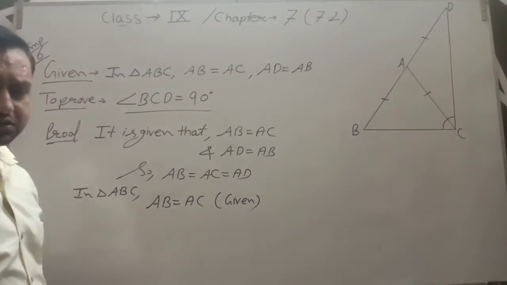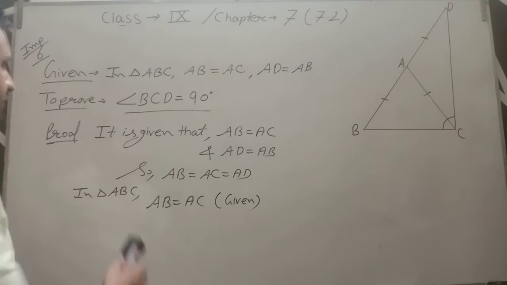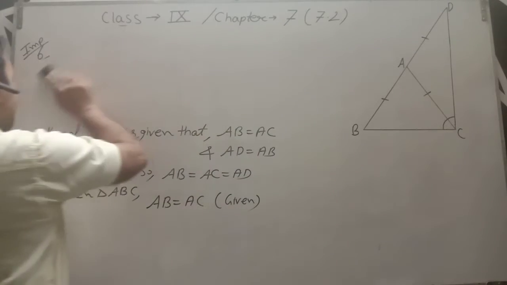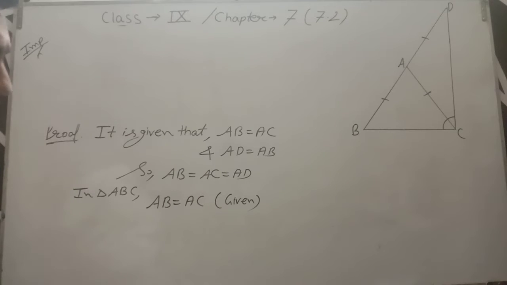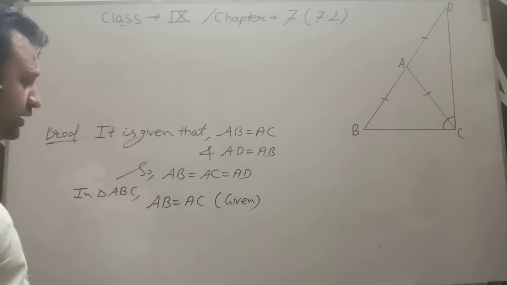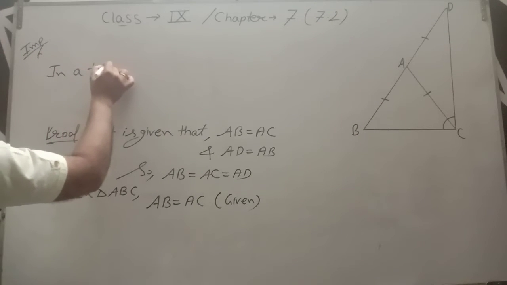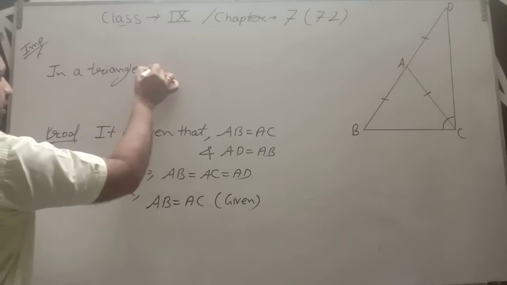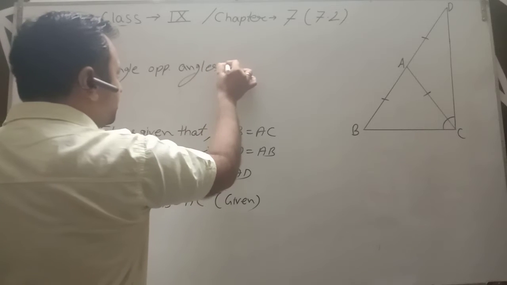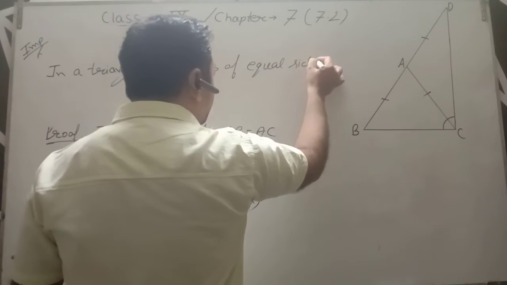And now revise theorem number 1 we discussed at the start of this exercise. In a triangle, if two sides are equal, then their opposite angles are also equal. So what is the property? Opposite angles of equal sides in a triangle are equal.